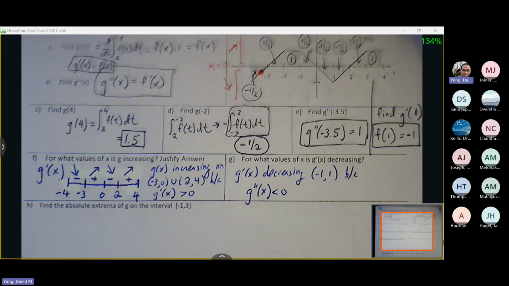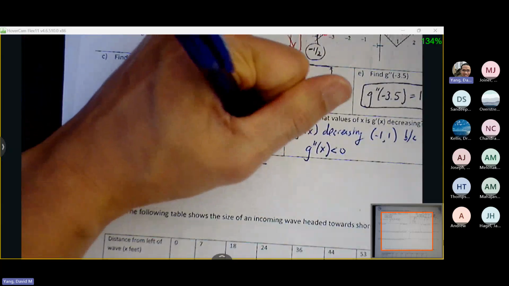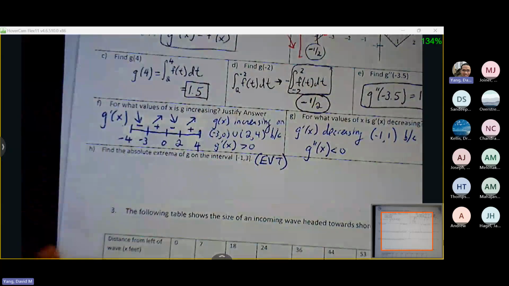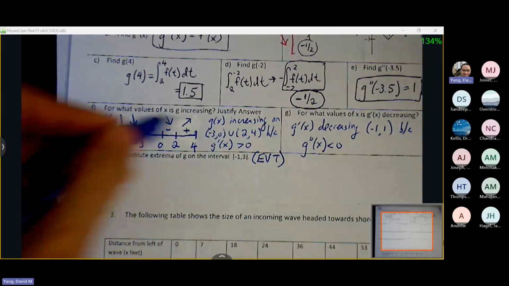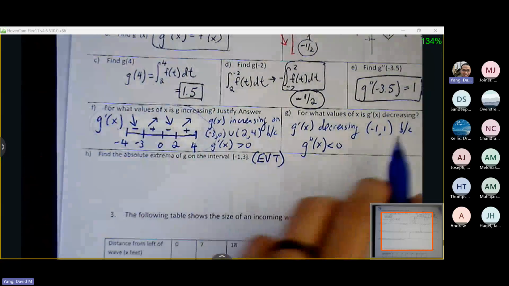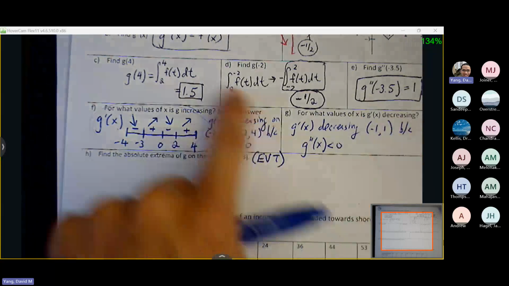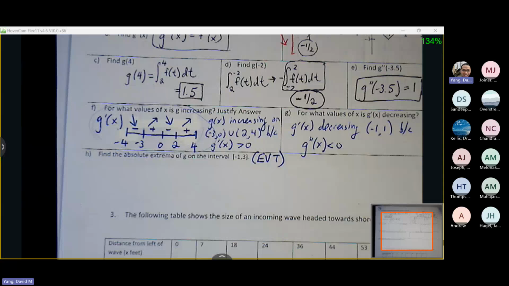Find the absolute extrema. So absolute extrema, we have to think about extreme value theorem. So we're going to test endpoints and critical points, and you're just going to pull your candidates from your G prime. If you have a G double prime sign line, those critical points don't matter. Okay, it's just purely off of your G prime.